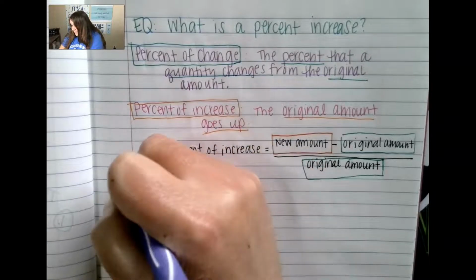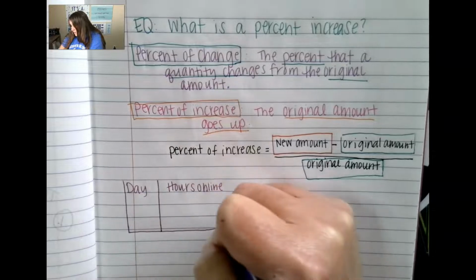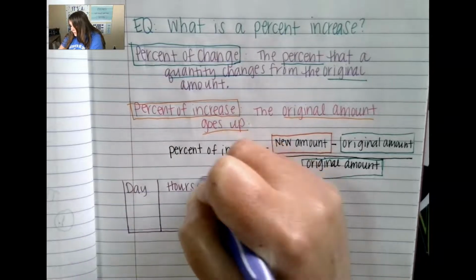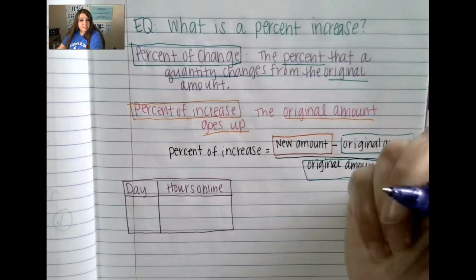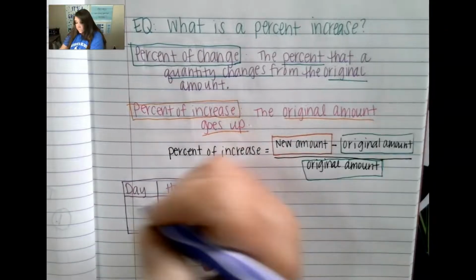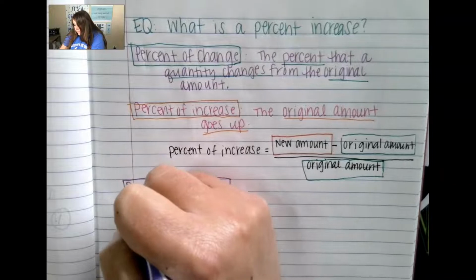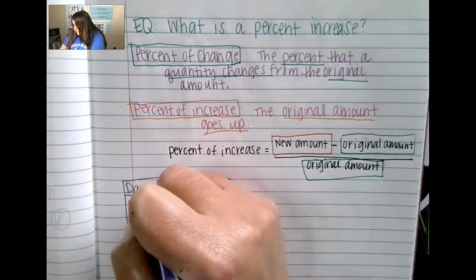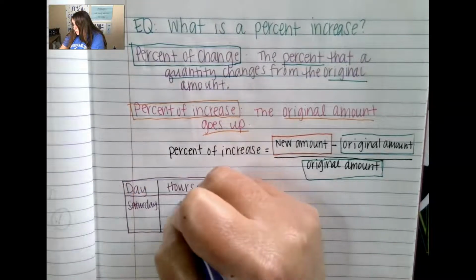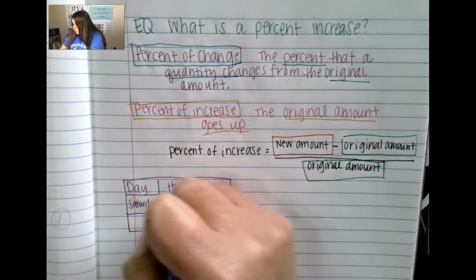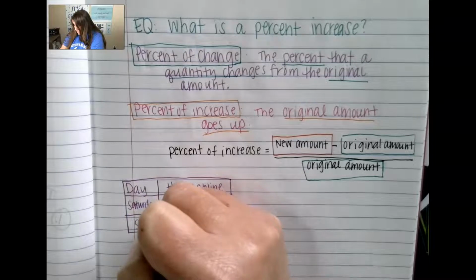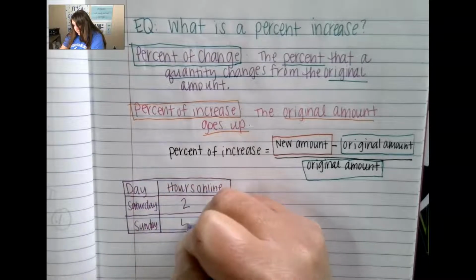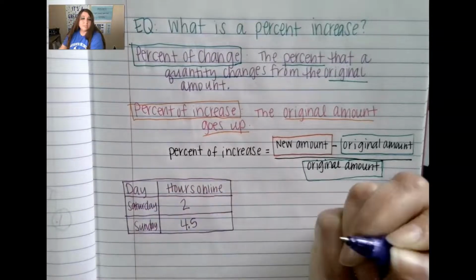I'm laughing because obviously us at Auburn Online, our hours online are much more than the hours of whoever this person is. But it is, again, Saturday and Sunday, so maybe not. Saturday, this person spends 2 hours online. And then on Sunday, ooh, they're busy on Sunday, 4.5 hours.